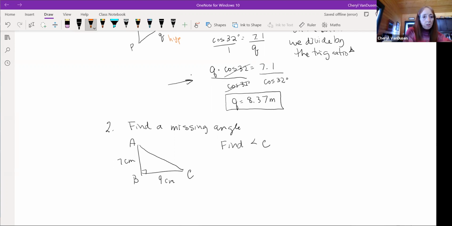SOHCAHTOA has kind of gone out of sight, but I can easily tuck it in here for us to use. So identify what sides we know and identify which trig ratio we're going to use. And then if you can write the starting statement, that's fantastic. And you can share what trig ratio you get once you've got that done.